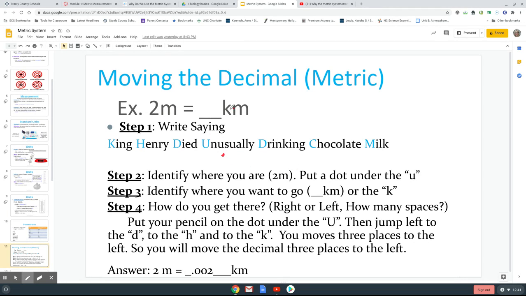Then I want to go to kilometers. Kilometers is K. That means I want to go to king right here. So to do that, how are you going to get there? Are you going to move right or left? I'm going to move to the left, and I'm going to jump from U to D, from D to H, from H to K.